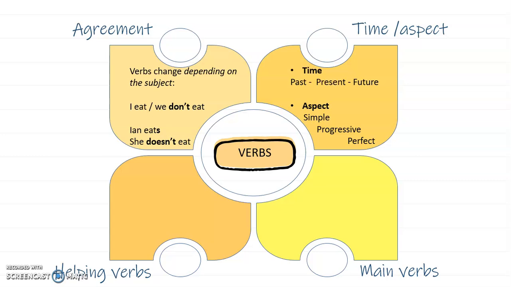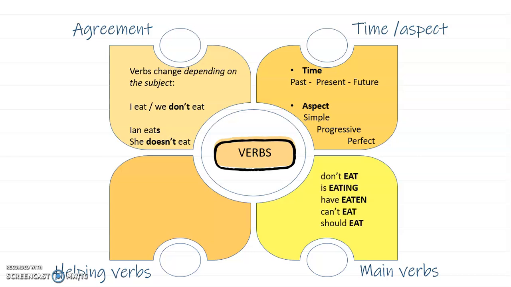Time and aspect. Verbs can communicate if they are in past, in present, or in future. But another way to talk about time is depending if they are simple, progressive, or perfect. This is called aspect.